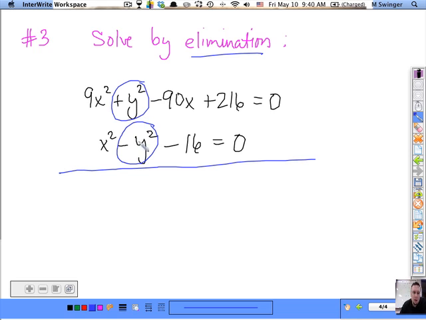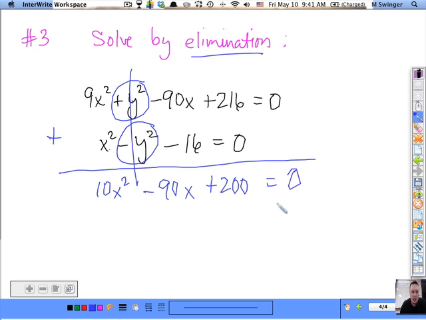But in this particular case, all we have to do is add these two equations up, and positive y squared minus y squared will cancel out. So 9x squared plus x squared is 10x squared. This plus this is gone, 0. Minus 90x, there's no more x's. 216 plus negative 16, and that plus 200 equals 0 plus 0 is 0.